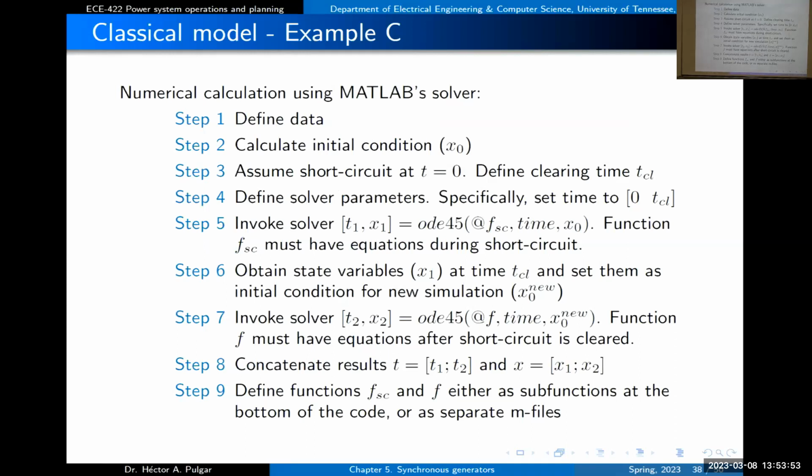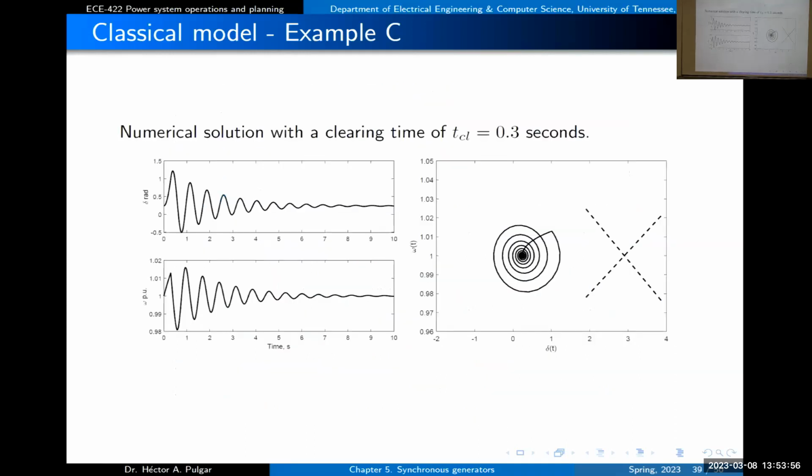That's what we did. We got a code in MATLAB, and we got some results with different clearing times. If the clearing time is 0.3 seconds, this is the plot of the angle in time and the plot of the speed in time for that clearing time. Here is the phase plane, and this is the trajectory of the system. We start from the equilibrium point right here. You have the short circuit. The short circuit is cleared, and because the system is stable, it gets trapped by the stable focus and converges again to the same equilibrium point.